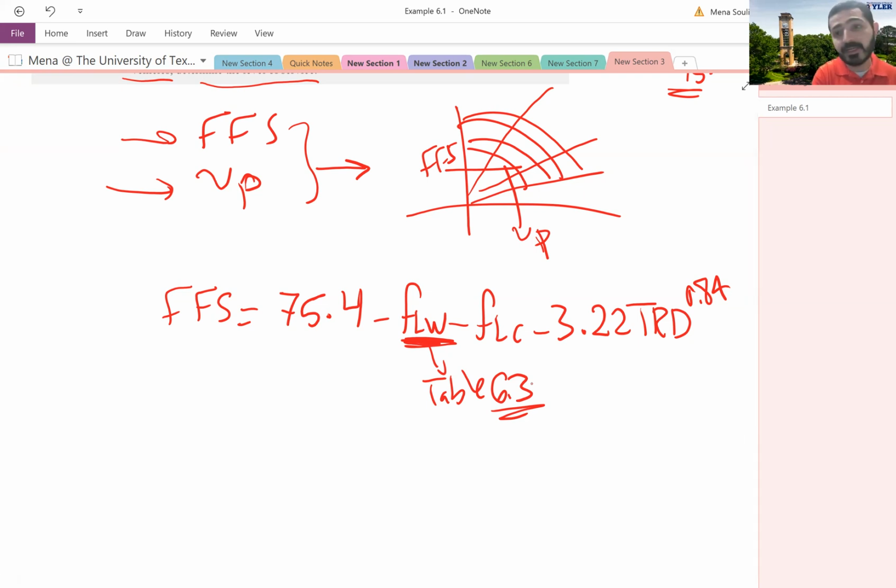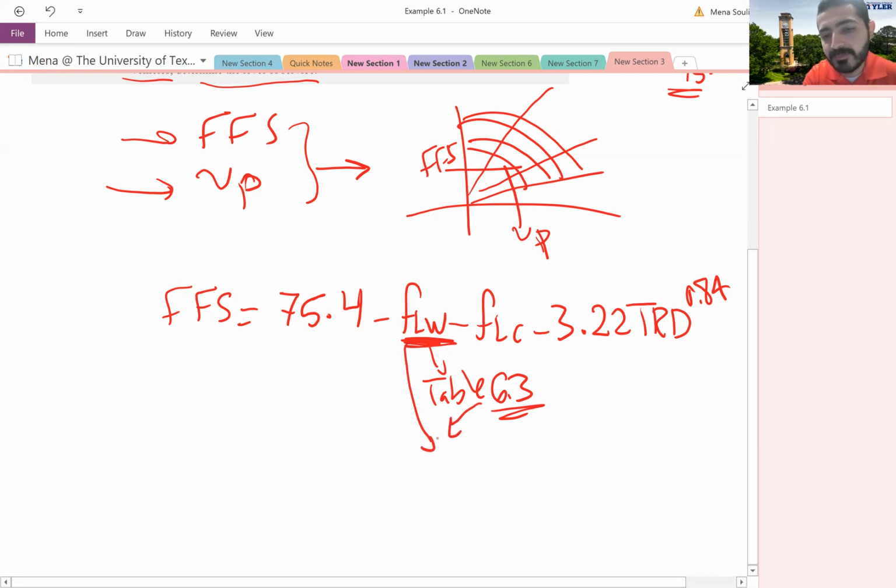and I have the book here, and I hope you have the books with you. So table 6.3 in your textbook, if the lane width is 12 feet, the correction is 0. If it's 11, like in our case, the correction is 1.9. So FLW from table 6.3 is actually 1.9. And the units here are in miles per hour.